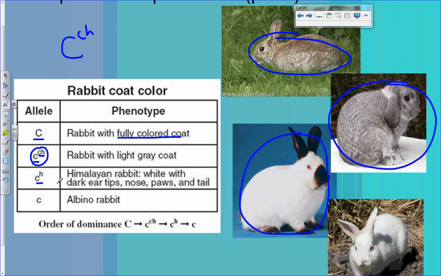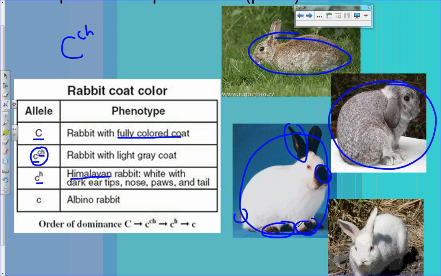Think about where the Himalayan rabbits live. The Himalayas, it's really cold there. So think about why they might want to dye, or not dye, but change the color of their fur to black on these outlying areas of the body. Think about when you go outside, what's the first parts of your body to get cold? That might be a hint for you. And then the last kind here is the albino, and that's represented by a little c.